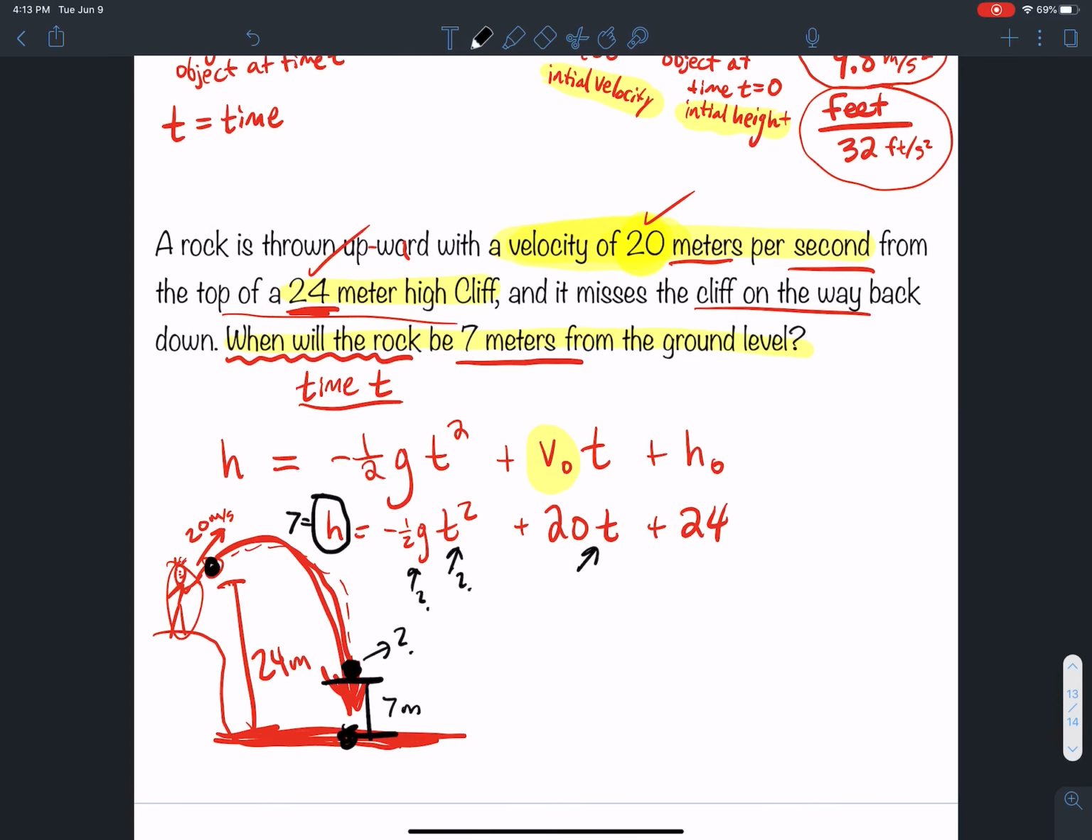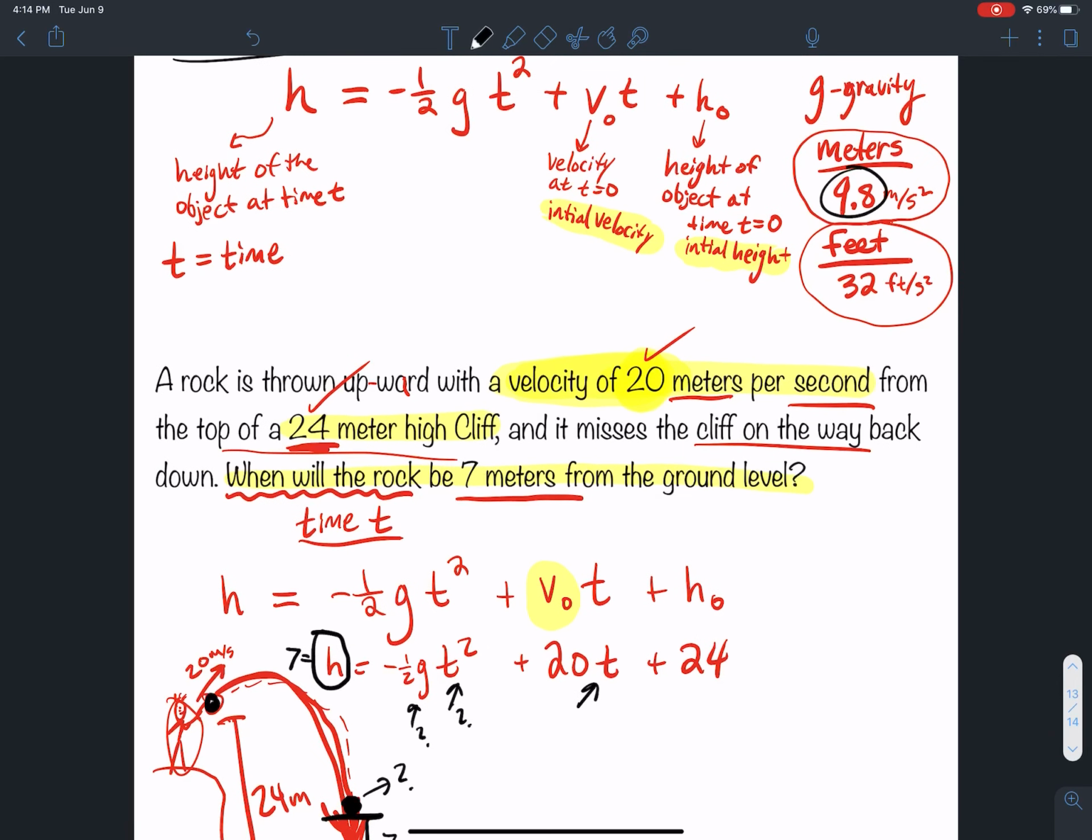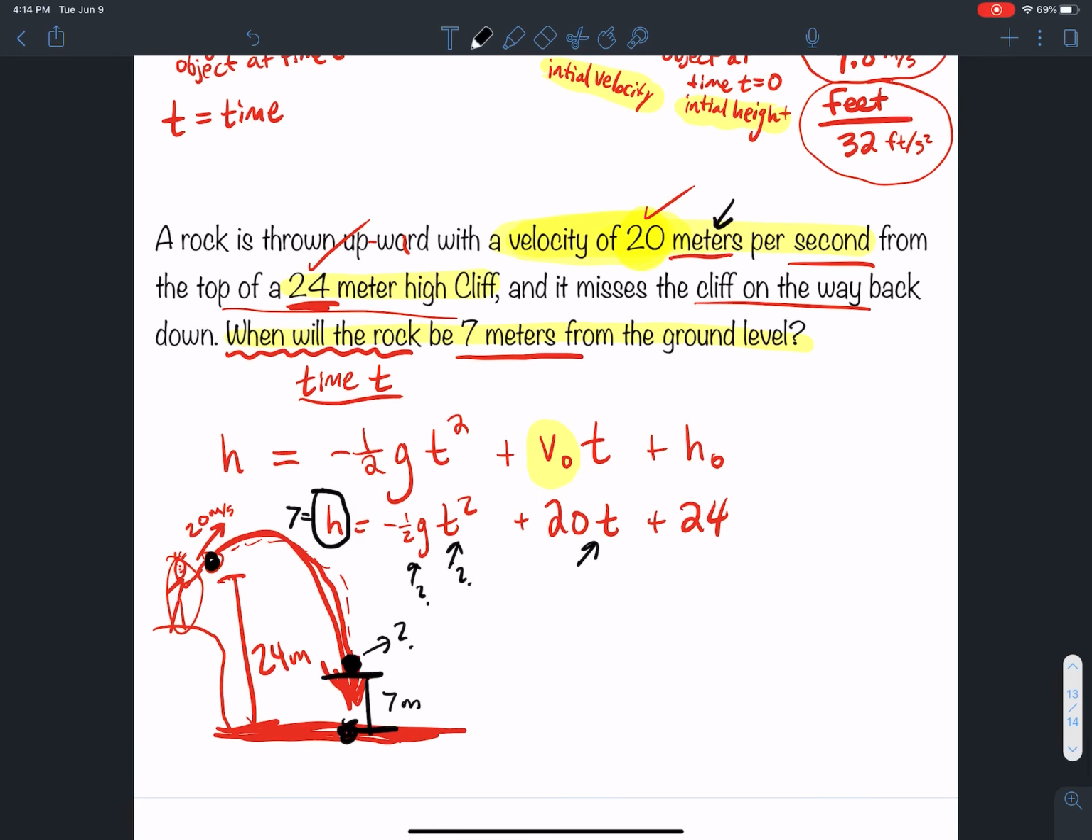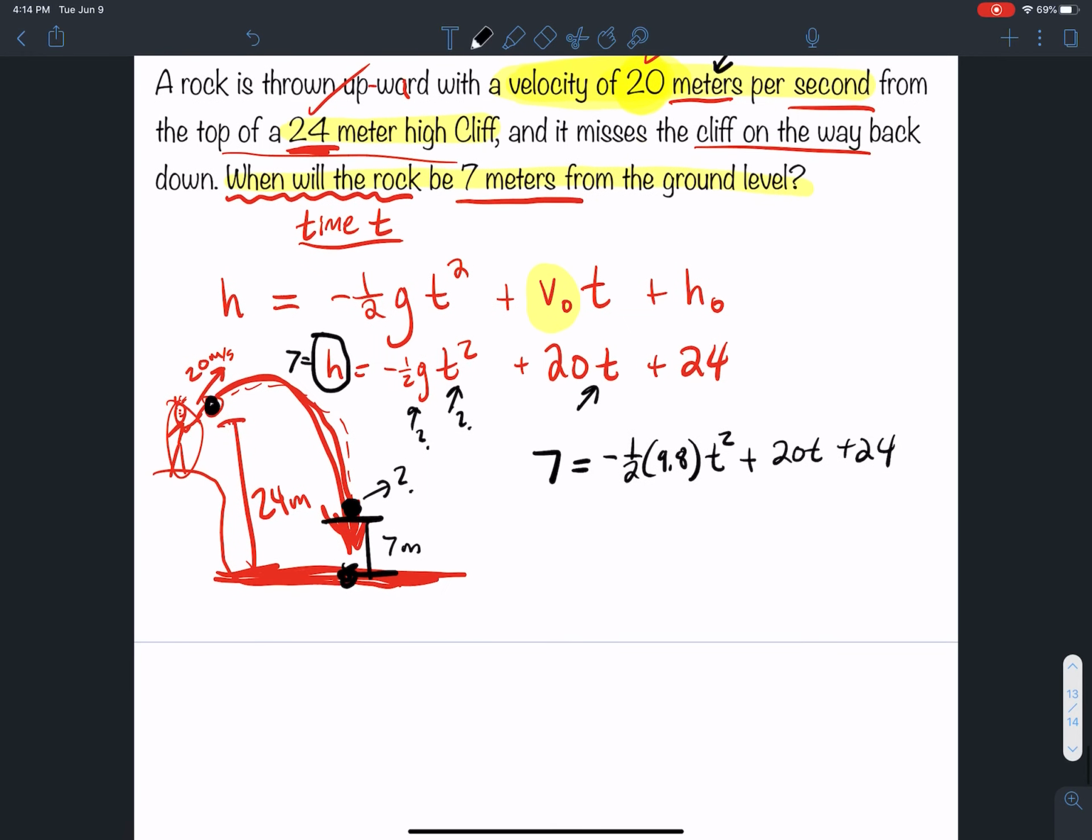My gravity here is either going to be 9.8 or 32. Which one is it? Since the context is in meters, I use 9.8. So my formula becomes 7 equals negative 1/2 times 9.8 t squared plus 20t plus 24. Typing that in, this gets me negative 4.9 t squared plus 20t plus 24 equals 7.